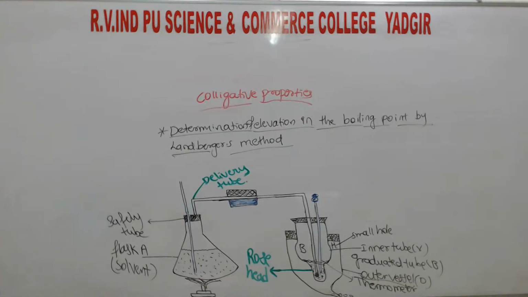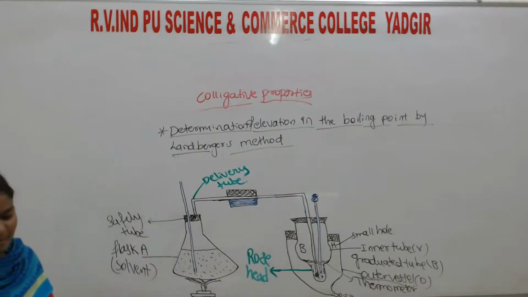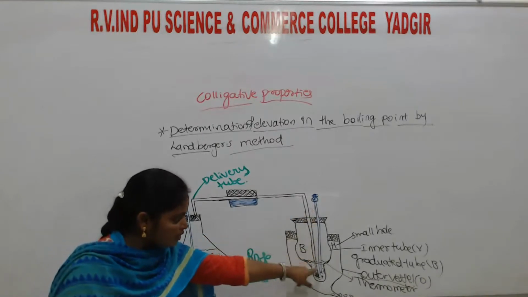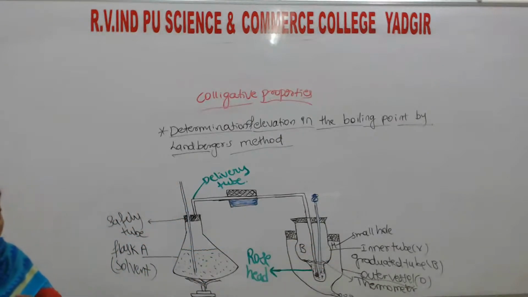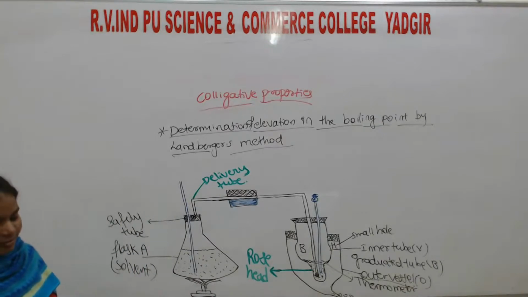A condenser is attached here, helping to condense the escaping vapors, and the thermometer is also connected. The thermometer is lowered in the tube B, the graduated tube, and is kept well within the liquid, dipped in the liquid.